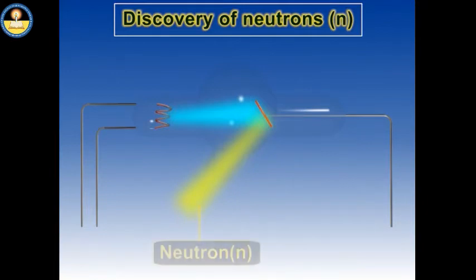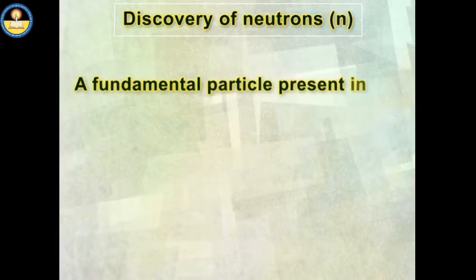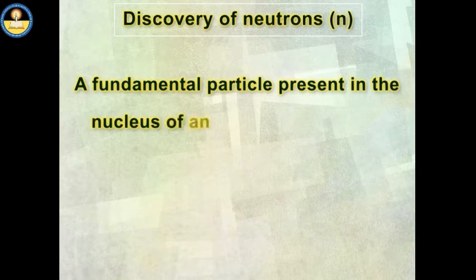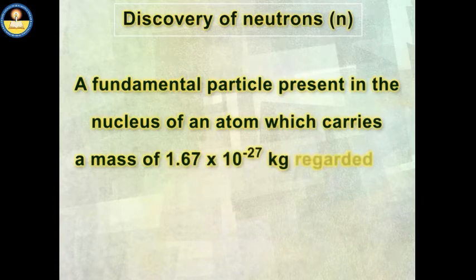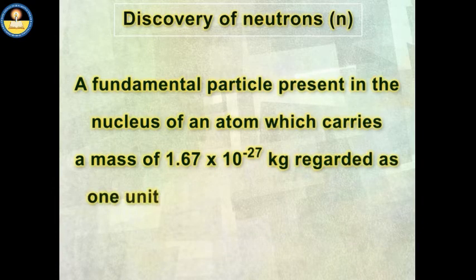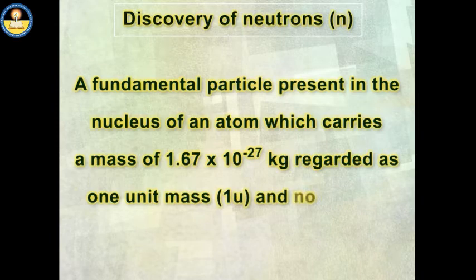The new particles formed were given the name of neutron and denoted by the symbol N. Thus, neutron may be defined as a fundamental particle present in the nucleus of an atom which carries a mass of 1.67 x 10^-27 kilograms, regarded as 1 unit mass, and no charge.